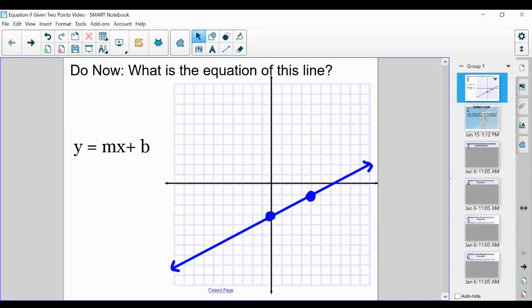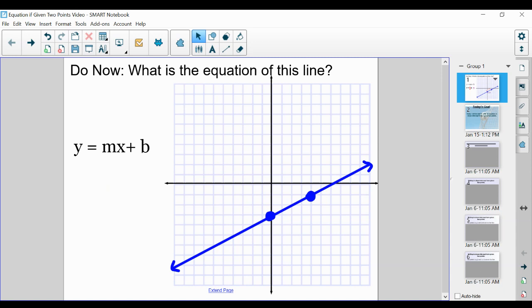So today we are going to be continuing our conversation of how to write equations in slope-intercept form. But first, let's work on a quick do now. What is the equation of this line? Remember, we're using slope-intercept form, y equals mx plus b, to write our linear equations. So please, inform us. What is the equation of this line?